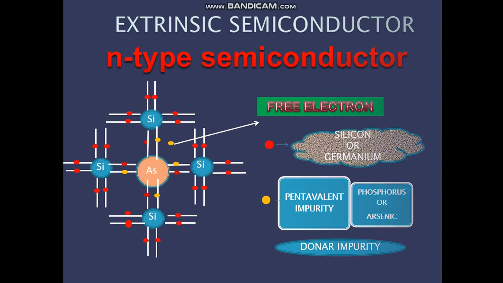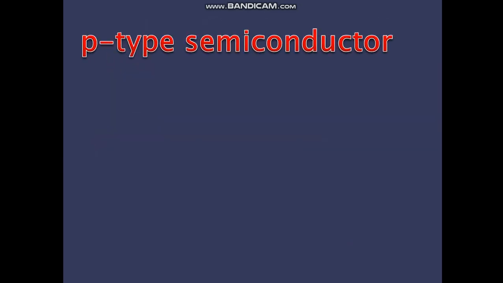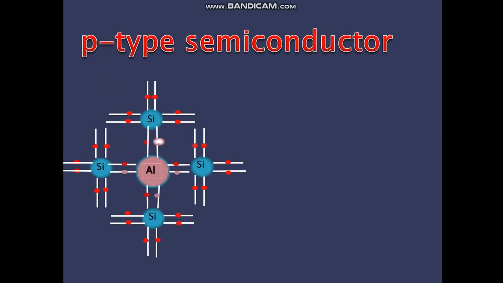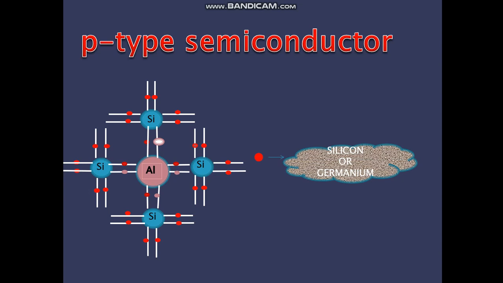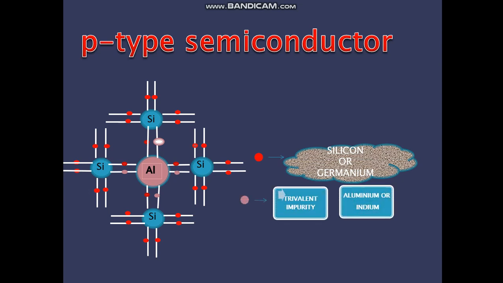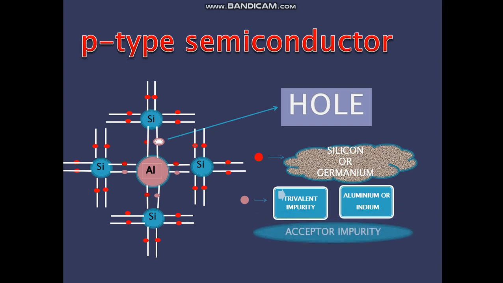Now let's see the other one, the P-type semiconductor. Instead of a pentavalent impurity, you have a trivalent impurity. So only 3 covalent bonds are formed. One is left free. The absence of an electron is the presence of a positive charge, which is called the hole. This hole is ready to accept an electron and it is equivalent to a positive charge. Therefore, this impurity is called the acceptor impurity.